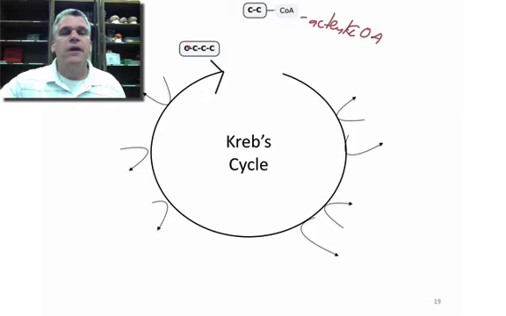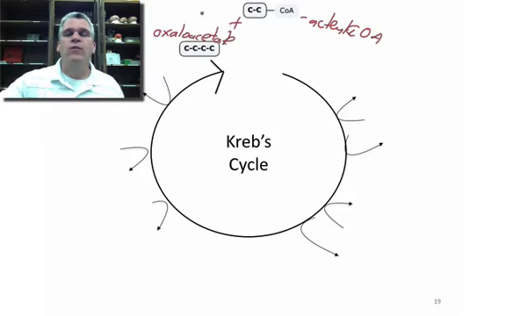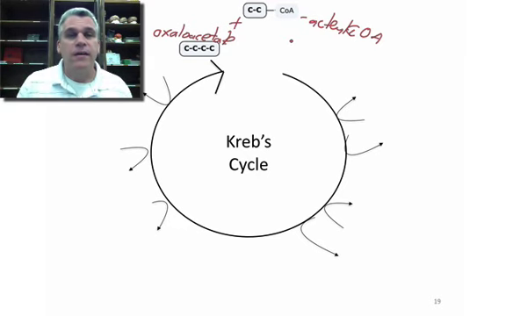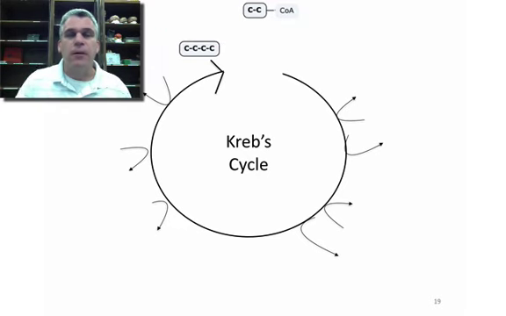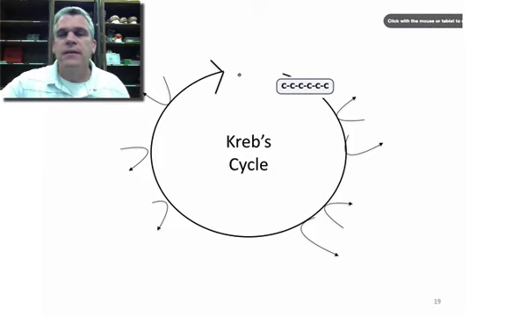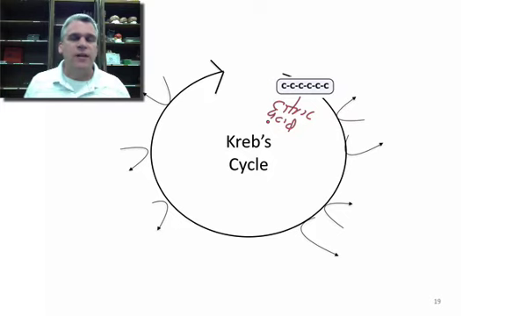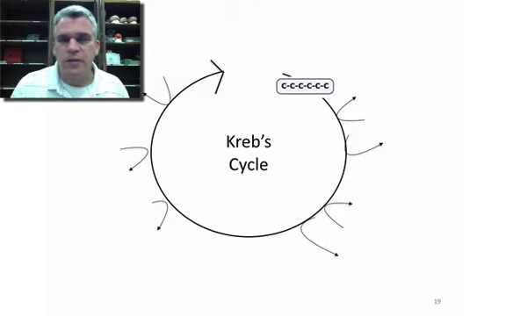And here we have a 4-carbon molecule called oxaloacetate. Now that's going to combine with the acetate, forming a 6-carbon molecule called citric acid. Now I bring that up because the Krebs cycle is also known as the citric acid cycle. So let's take a look at what's happening to the citric acid.